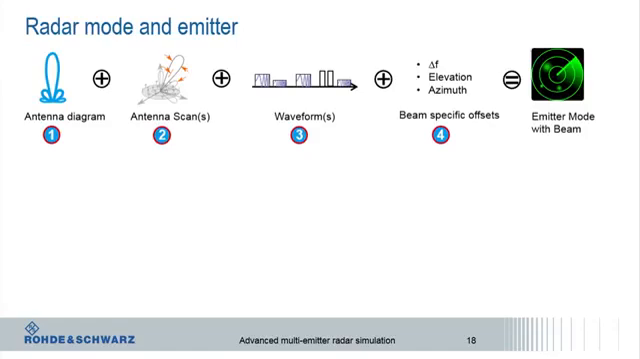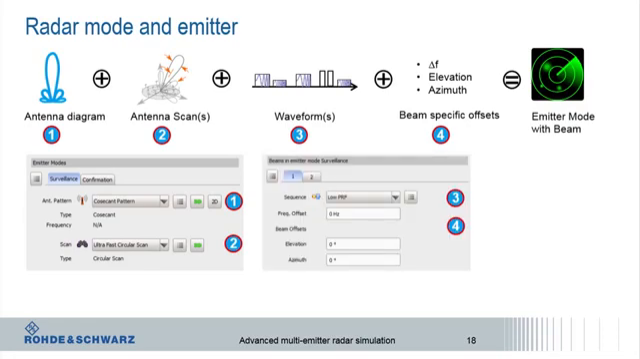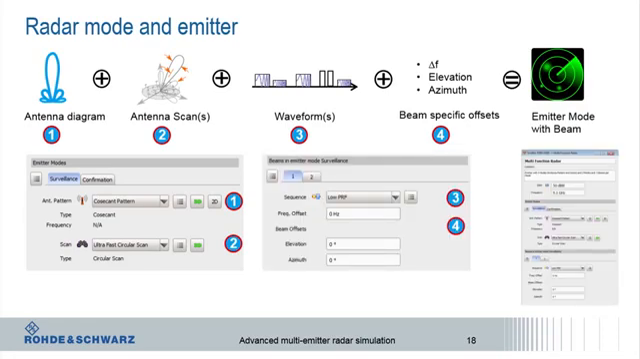Now, after having defined the antenna diagrams, the antenna scan type, the waveform, so to say the pulses, you can combine all those together to a so-called emitter mode with a beam. In the software, you would select your defined antenna pattern, you select the antenna scan type. Then you select your defined waveform. And in total, all this information is compiled into one emitter mode.